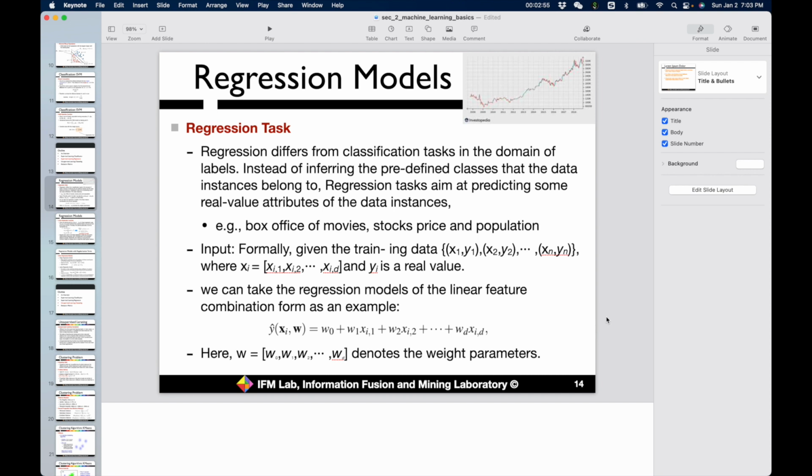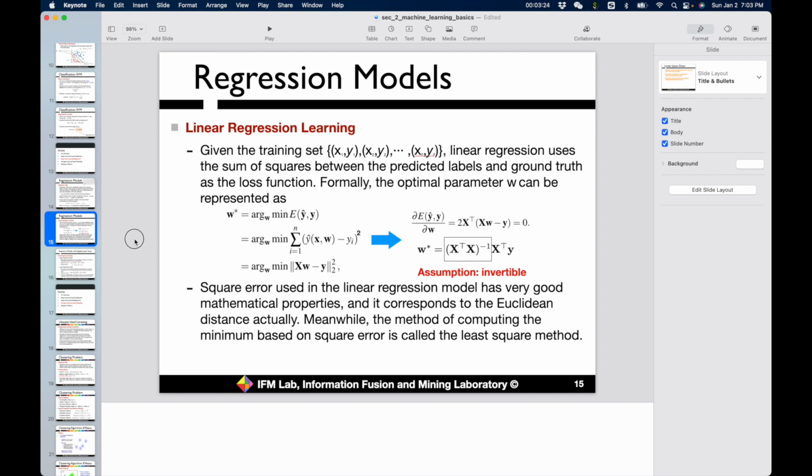And the model we are defining is a mapping. The function mapping we define here denotes the weighted summation of all the features of the data instances plus the bias term, right? Given a data instance with the features, we can generate its output according to this function, right? And the W vector denotes the weight parameters of the regression model. And how can we learn this model? For learning the model, we require some training set, right?